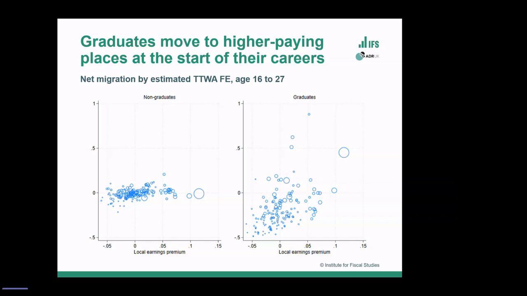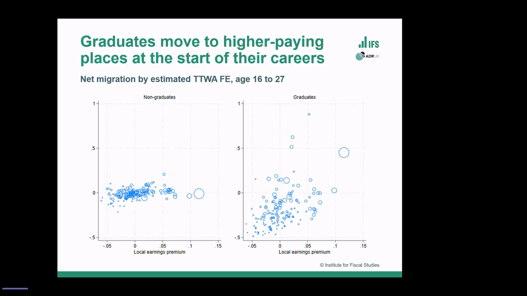Let's start by looking at patterns of net migration across travel to work areas. What we find is that net migration is positively correlated with the local earnings premium for graduates, but not for non-graduates. That's to say that graduates are moving away from areas with low pay premiums towards areas that are higher paying. At the top, you've got London, to the top right. The other ones towards the top in the middle are Brighton, Bristol and Leeds. So people are moving towards these places that are higher paying.